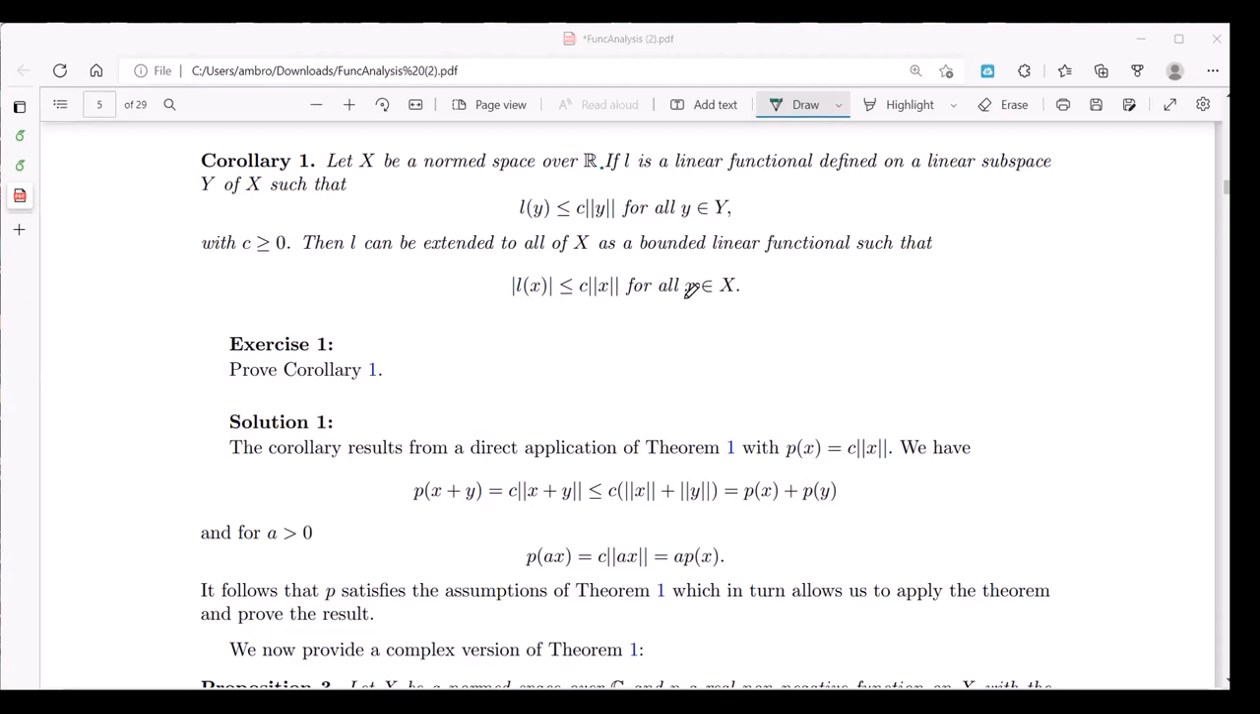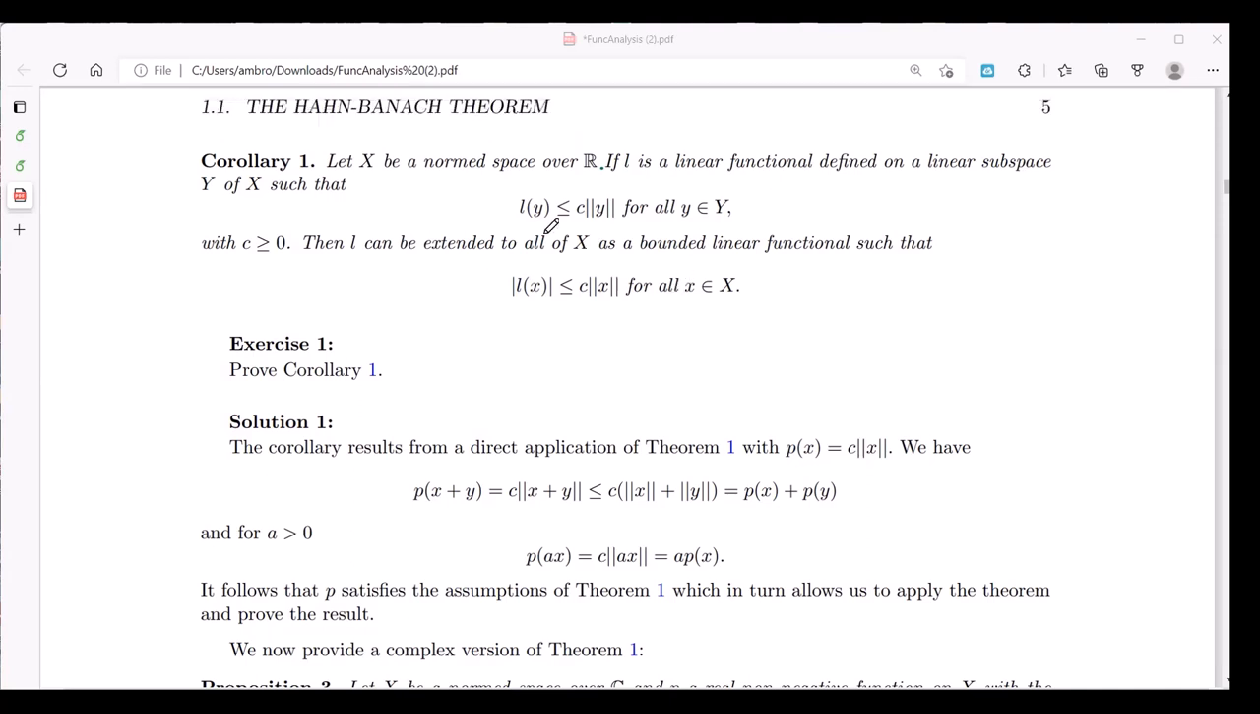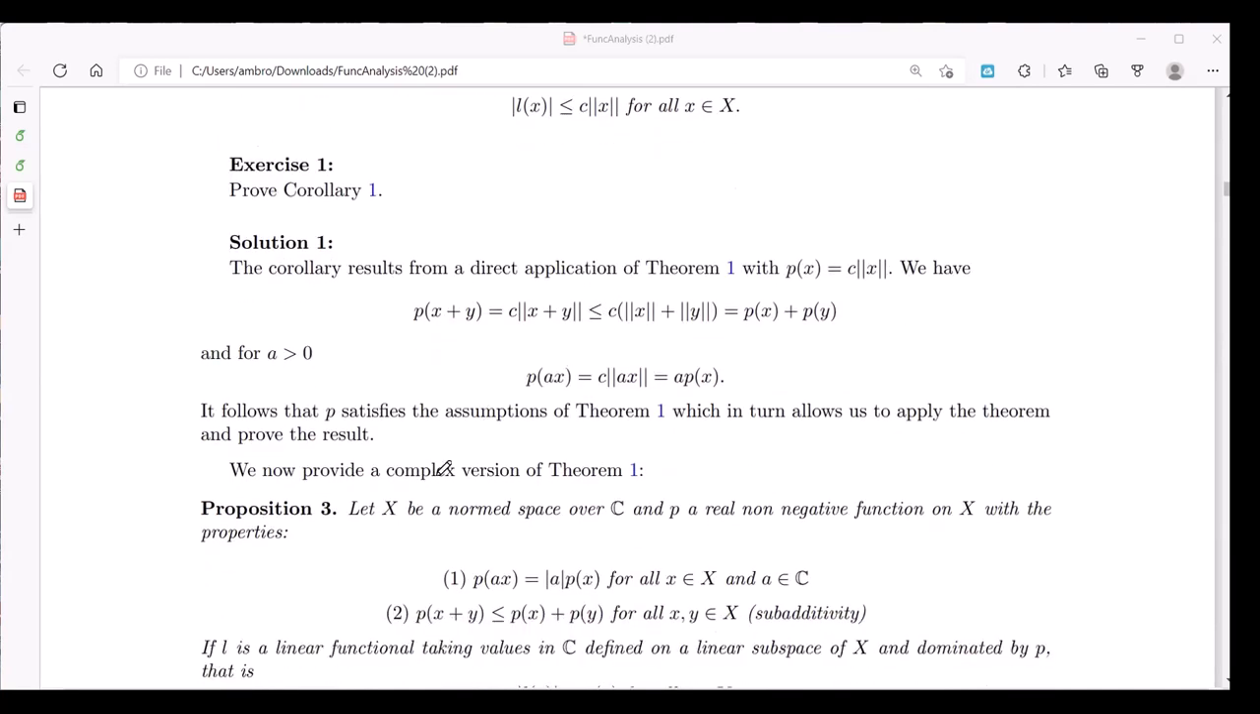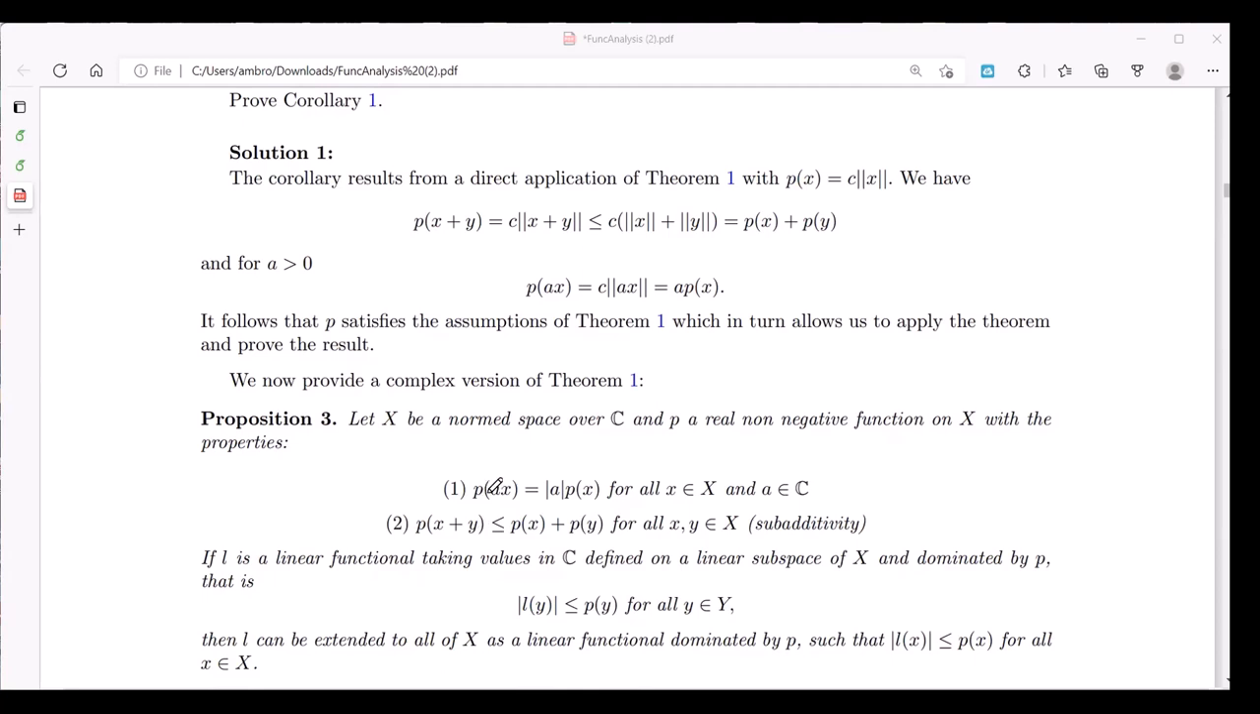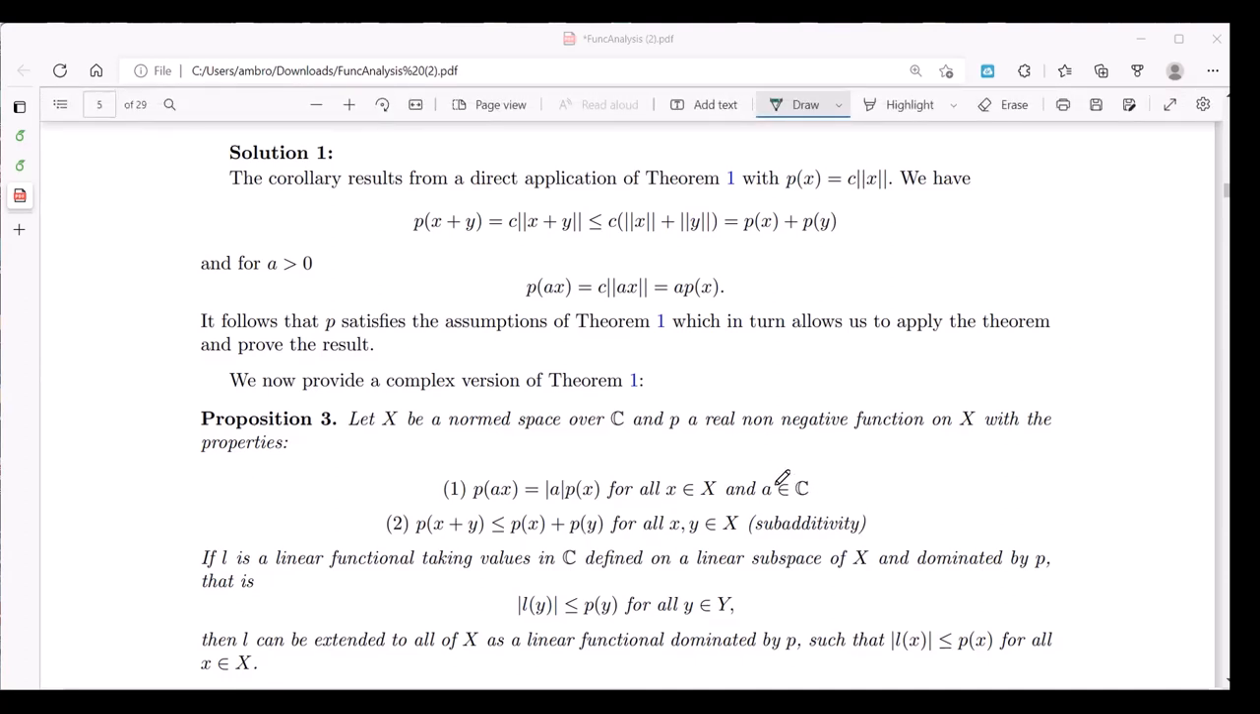All right, so next we're moving on, and now we will consider linear spaces over C, the complex numbers. Now I assume that X is a normed space, but the scalars are over C. And so p is still a real non-negative function on X with the following properties. For all a in C and for all x in X, p of ax equals the modulus of a times p of x. And you have the subadditivity in the same way.